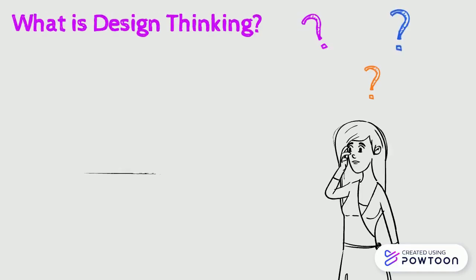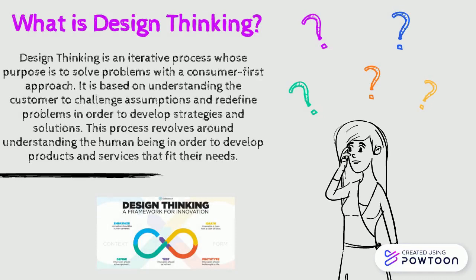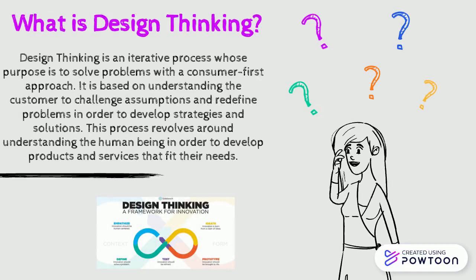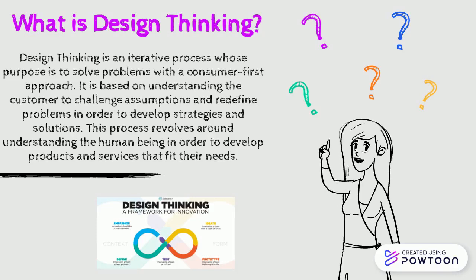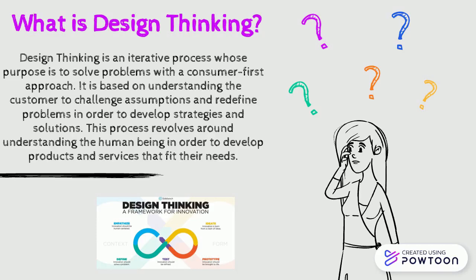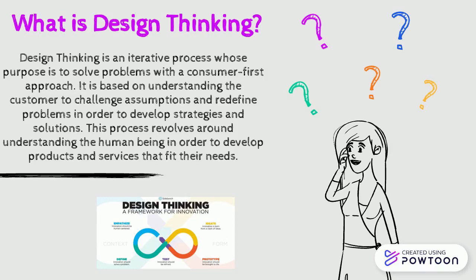What is design thinking? Design thinking is an iterative process whose purpose is to solve problems with a consumer-first approach. It's based on understanding the customer to challenge assumptions and redefine problems in order to develop strategies and solutions. This approach is based on defining solutions to solve problems. This process revolves around understanding the human being in order to develop products and services that fit their needs.